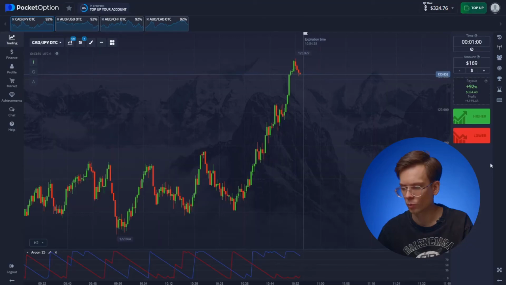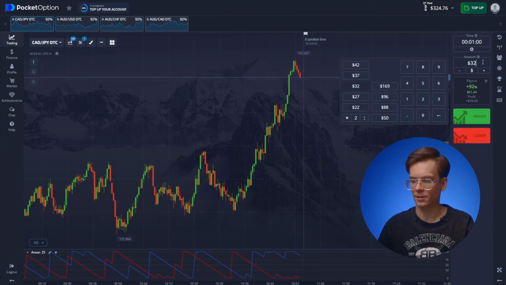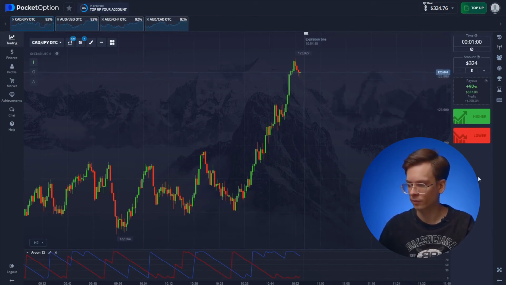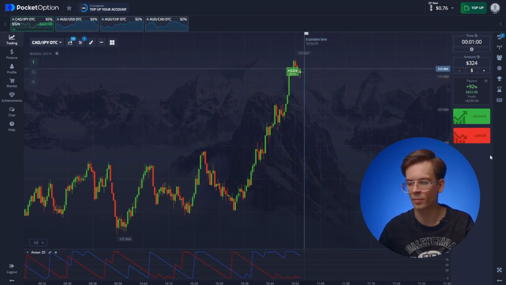Moving on. Skipping Aussie and Canadian for now, it's going to be Canadian and Yen. Investing the entire amount and going long. It seemed like there was a reversal on the chart, but it turned out to be just a minor retracement. Aroon helped me understand that the uptrend will continue.